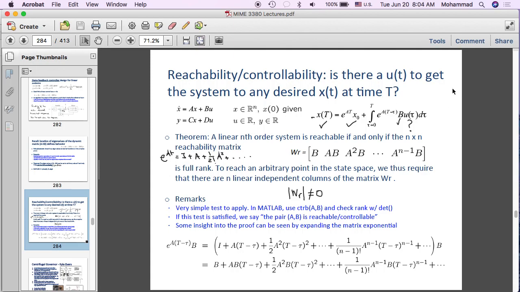So through this integral and the fact that e to the power At is given through this series expansion, we decided that if the reachability matrix has an inverse, the system is controllable. And in order for that matrix to have an inverse, we need its determinant to be non-zero. So the bottom line condition is that the determinant of the reachability matrix should be non-zero.